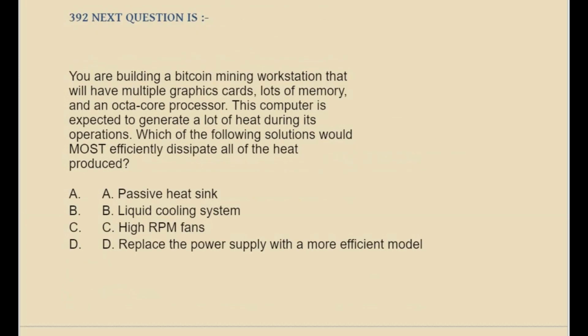Question is, you are building a Bitcoin mining workstation that will have multiple graphics cards, lots of memory, and an octa-core processor. This computer is expected to generate a lot of heat during its operations. Which of the following solutions would most efficiently dissipate all of the heat produced? Option A, passive heat sink. Option B, liquid cooling system. Option C, high RPM fans. Option D, replace the power supply with a more efficient model.